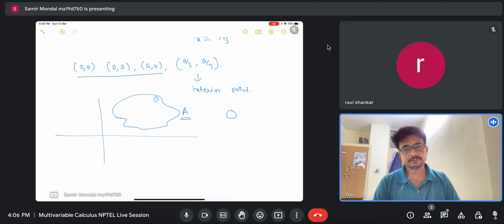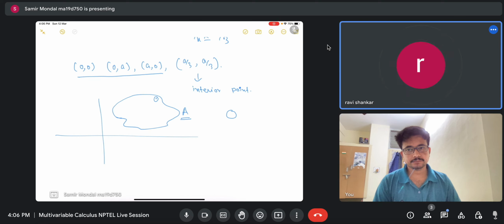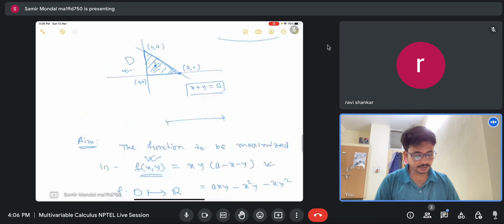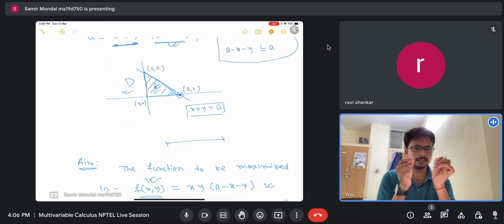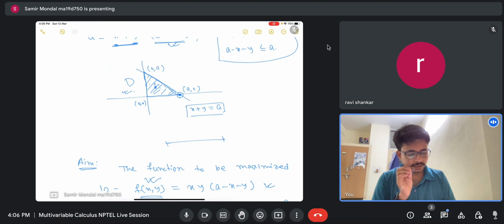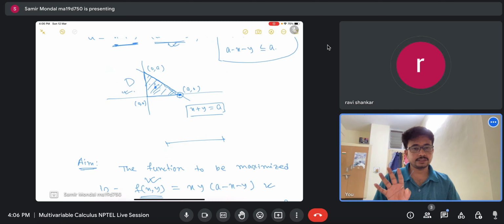Sir, for the points 0, 0 and 0, a, why are they not interior? Because you have to take this one and draw one circle. I told you previously, you can draw a very small circle, but anyhow this circle can't be contained in this domain D. So this is the definition, this is the main motivation.